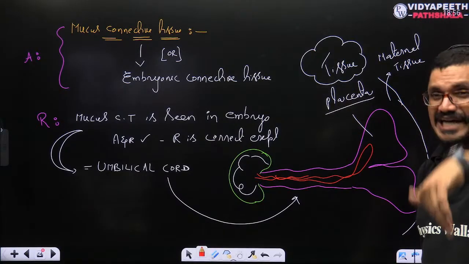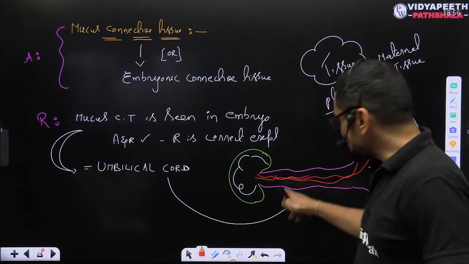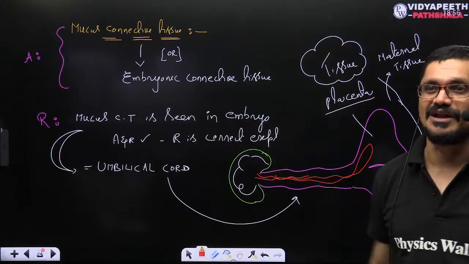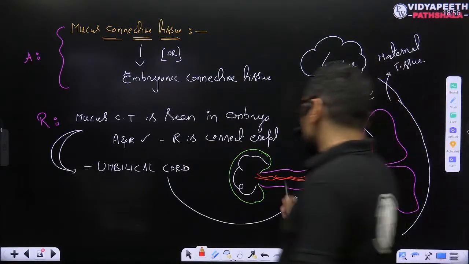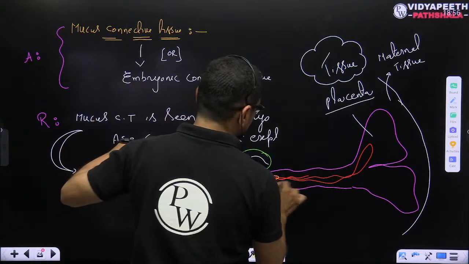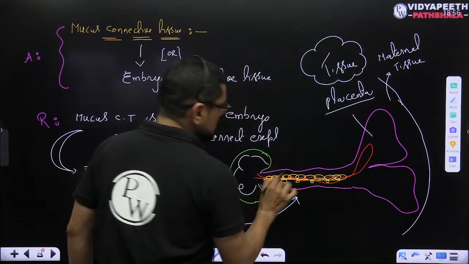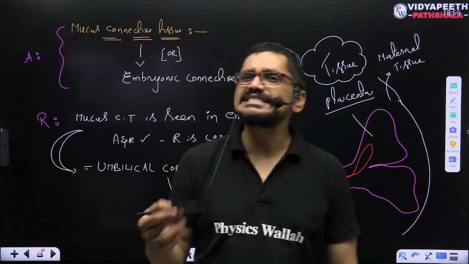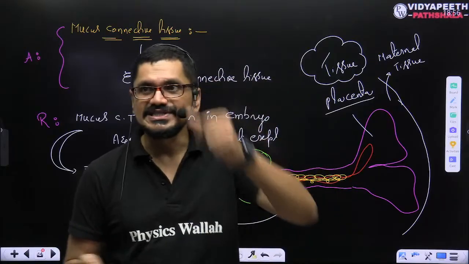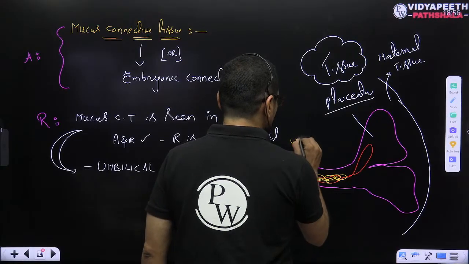And now you may ask me, sir, why are you explaining this now? Because this umbilical cord contains mucous connective tissue. That is the point I want to tell. Inside the umbilical cord there is a mucus structure present. Sir, what do you mean by mucus? Mucus is something like a gel, a jelly-like substance. And this jelly-like structure is called Wharton's jelly.